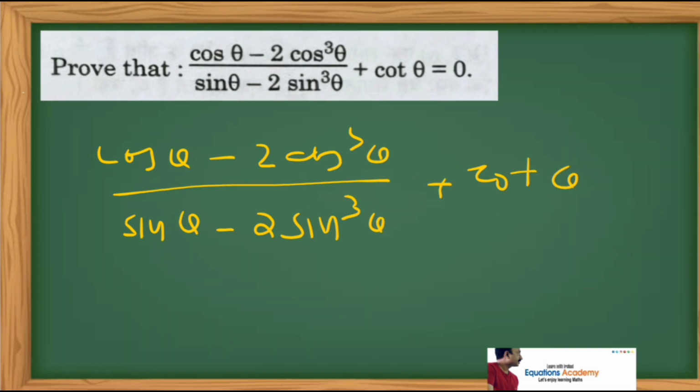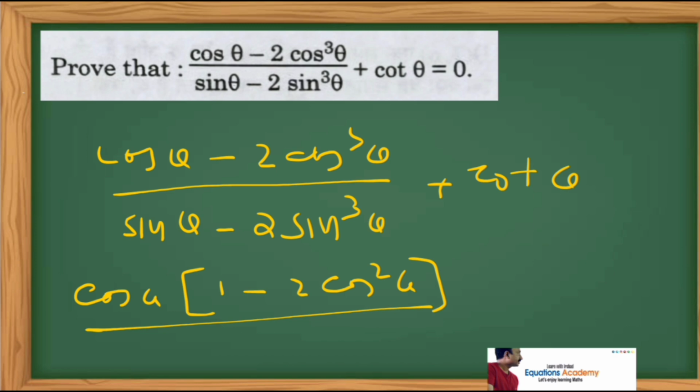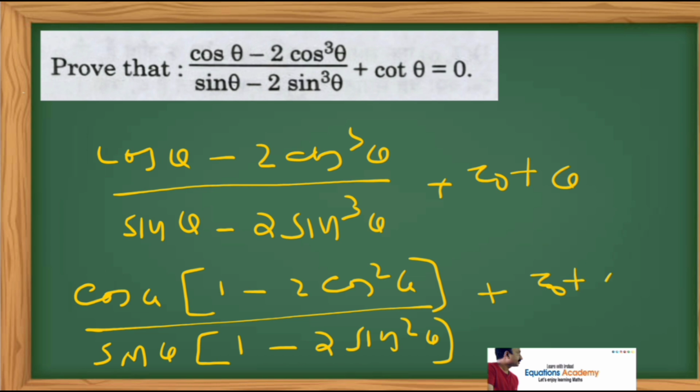Now, from the numerator, take cos theta common. So, cos theta into, if you take cos theta from the numerator, the first term will be 1 minus, cos theta gone from 2 cos cube theta, it will be 2 cos square theta, divided by, take sin theta common. So, this will be sin theta into 1 minus 2 sin square theta plus cot theta.